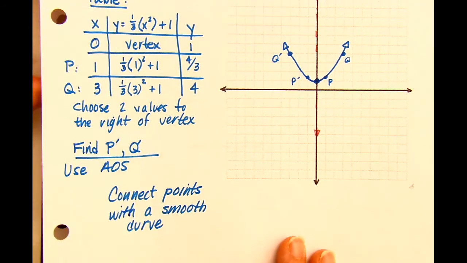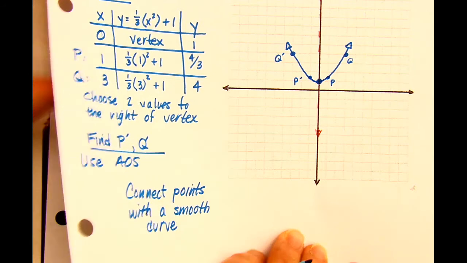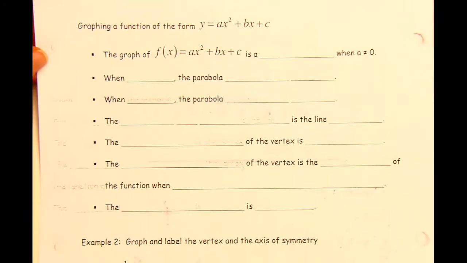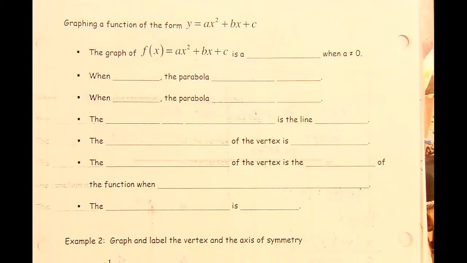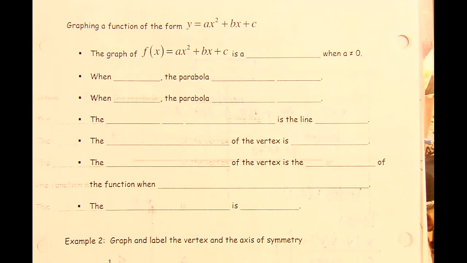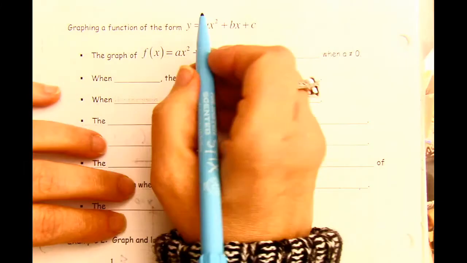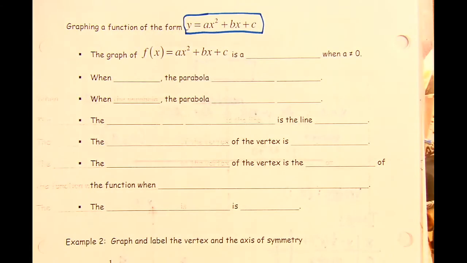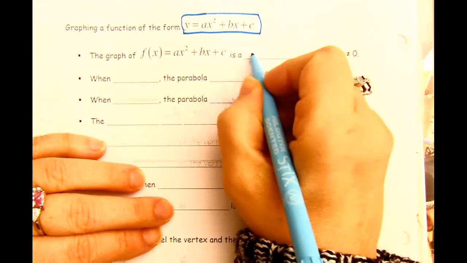All right, side 2. Now, these problems, or this one here on this page, is graphing a function of the form y equals ax squared plus bx plus c. It's still a parabola because, you know, it's quadratic. So the graph is still called a parabola.